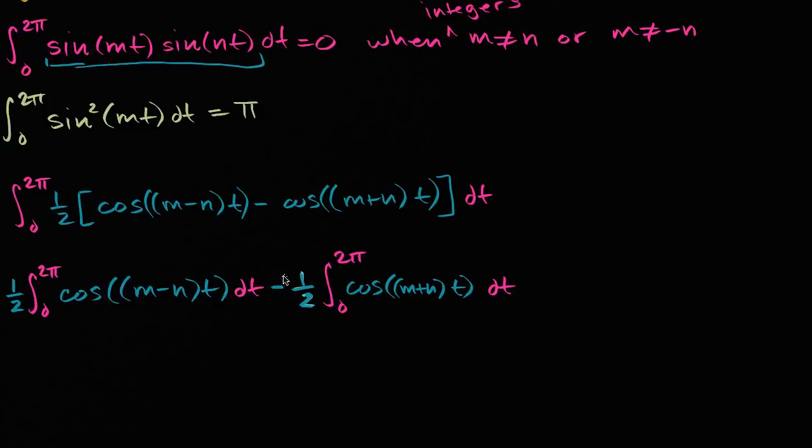You could take the 1/2 out of the integration sign, and we get to this right over here. Now, what do we know about this in the case where m and n are integers that either don't equal each other or don't equal the negatives of each other? Well, if they don't equal each other, and don't equal the negatives of each other, then this right over here is going to be a non-zero integer.